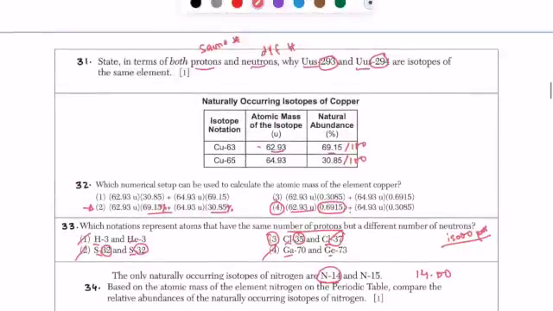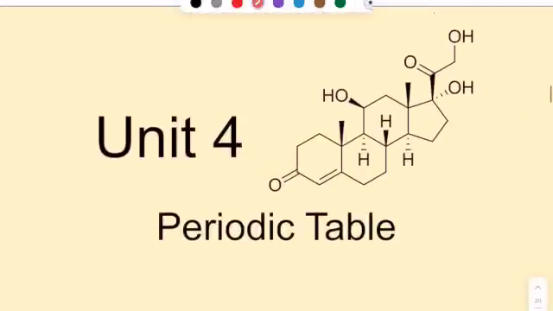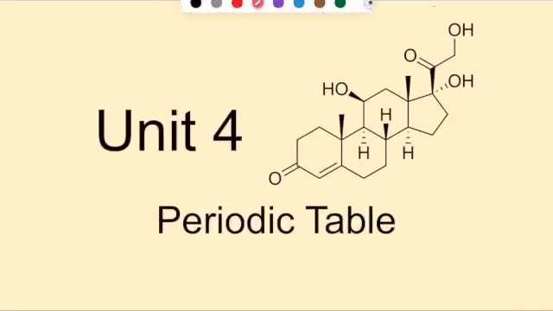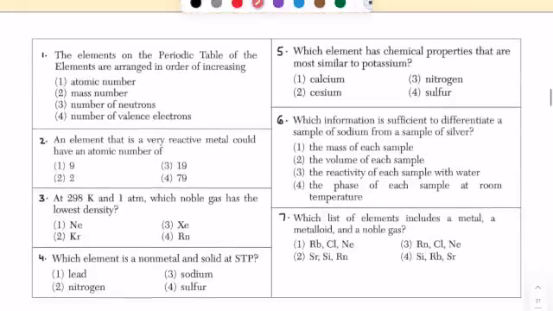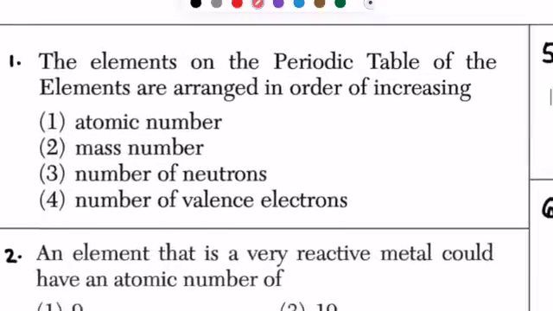So that was it for the atomic concepts. Moving on to the periodic table. So here are a few questions. First things first, you must remember that the elements on the periodic table are arranged in order of increasing atomic number and not the mass number. The very first periodic table ever was arranged based on the mass number, so the one by Mendeleev.